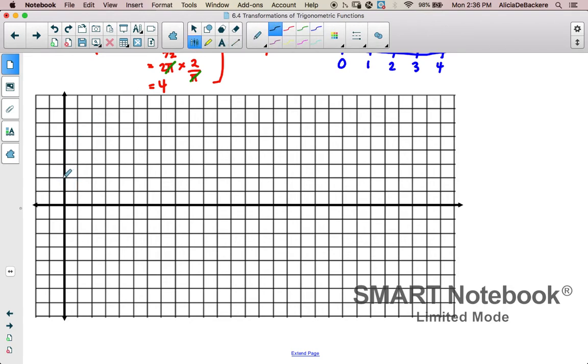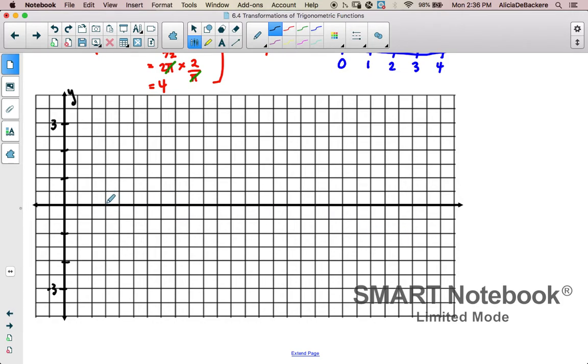I need to make sure I can see up to 3 and down to negative 3. And then I need to see 1, 2, 3, and 4 really clearly. Remember that I do want to see 2 full cycles of the graph, so you've got to make sure you get over to 8 when you do this.